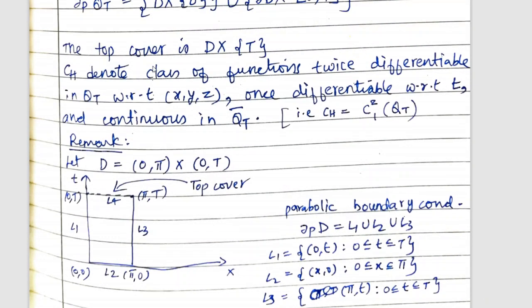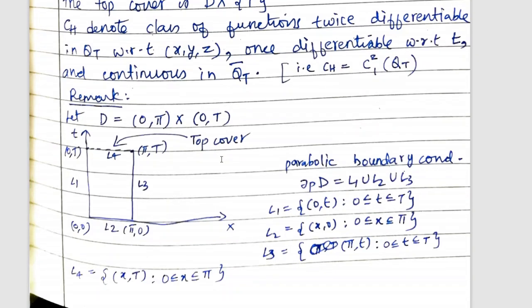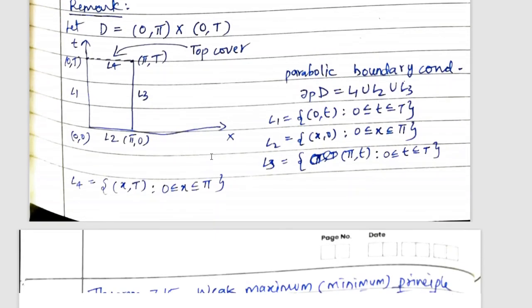So here we have written that the top cover is D cross singleton set T. Okay, so D is the domain cross singleton set T. T is the final time. So this is the top cover. What we mean by parabolic boundary is the boundary without this top cover. Okay, so it is L1 union L2 union L3. That is the parabolic boundary.